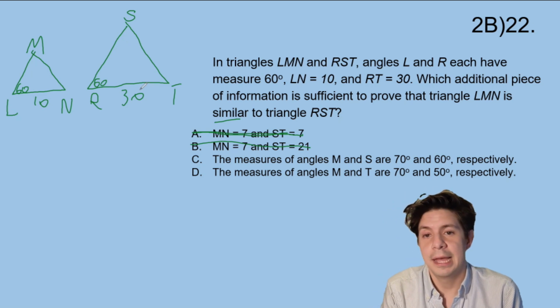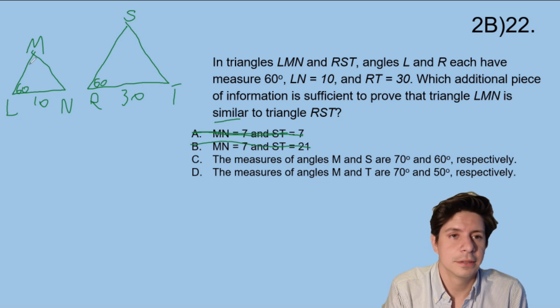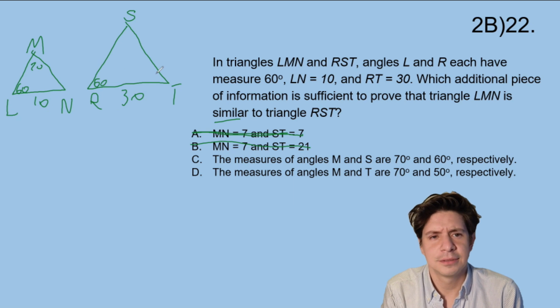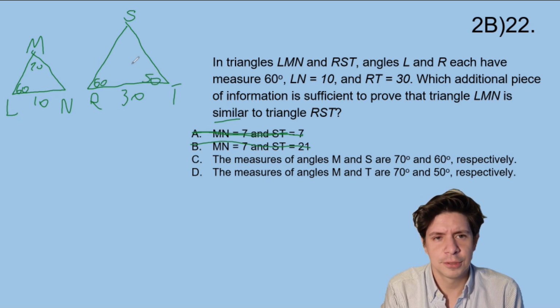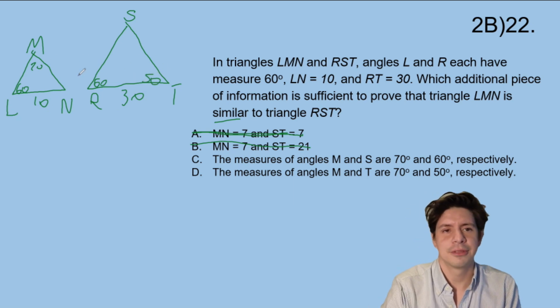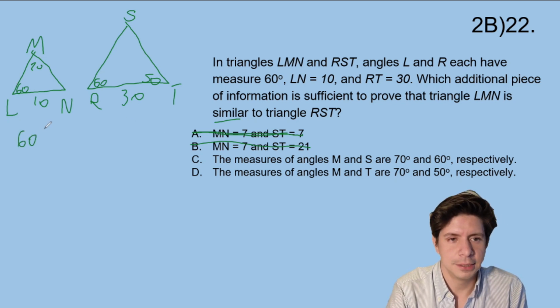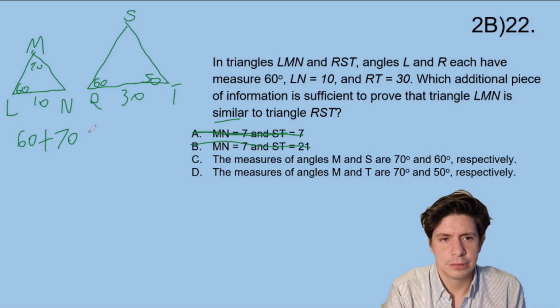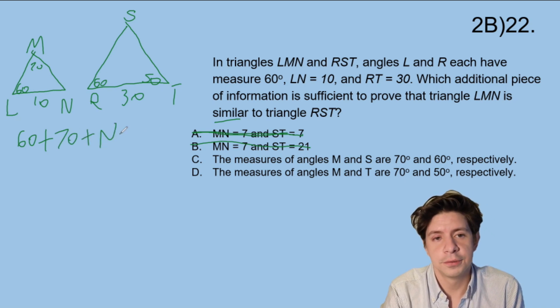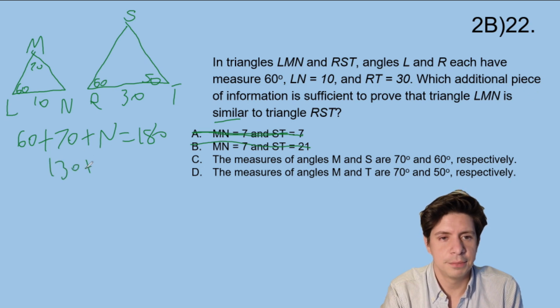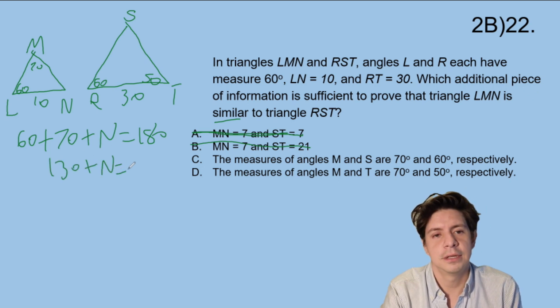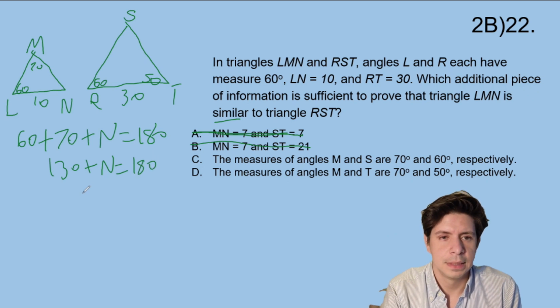All right, last one. M is 70 again. And T, interesting, is 50. They aren't corresponding, but what does that tell us about the other angles? This is 60, this is 70. They have to add up to 180. So plus N equals 180. Some good math gives me 130 plus N, right? Because 6 plus 7 is 13, and you just add the 0. And then N equals 50.